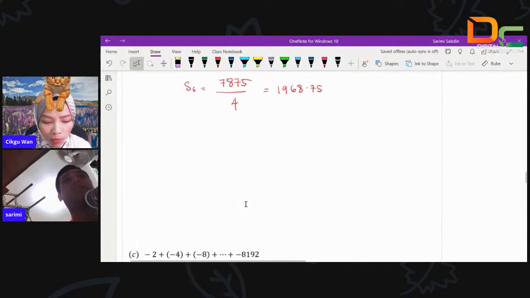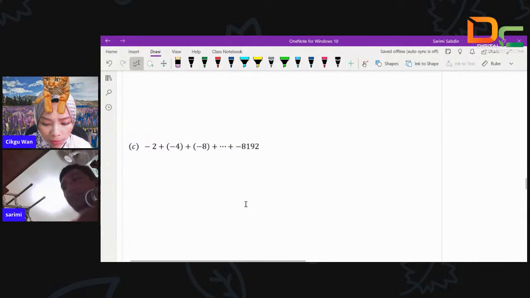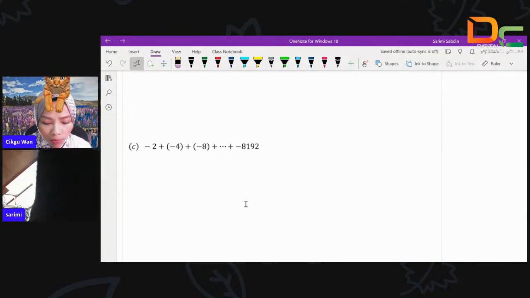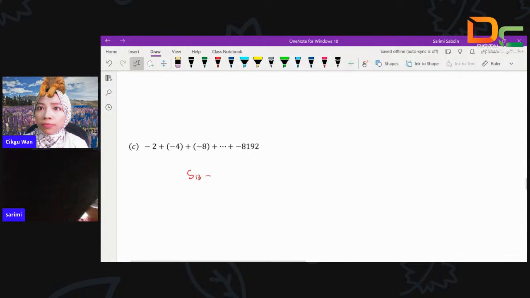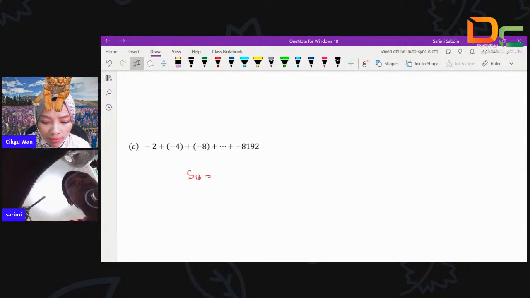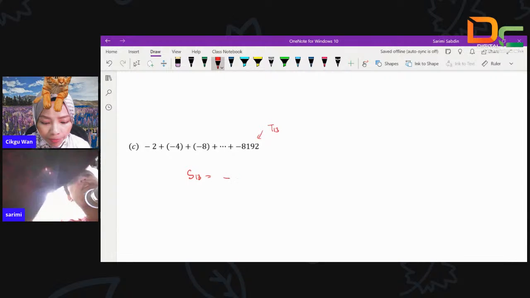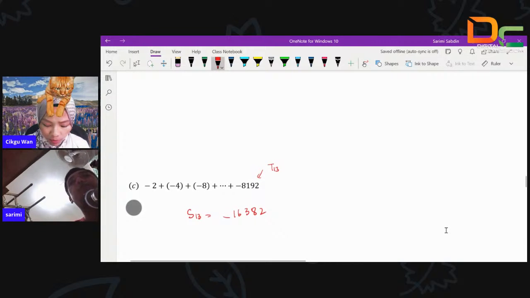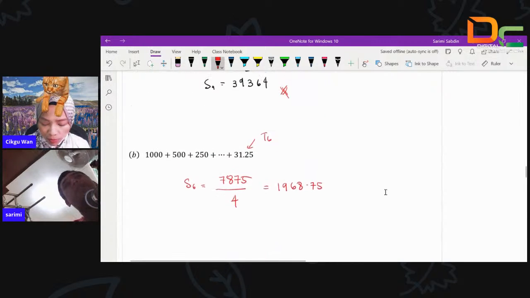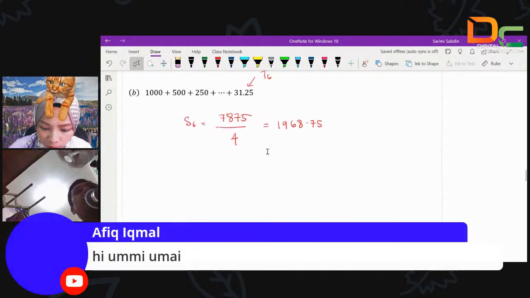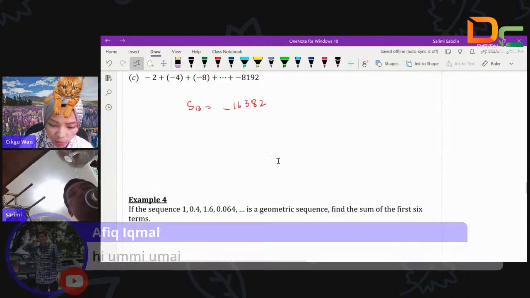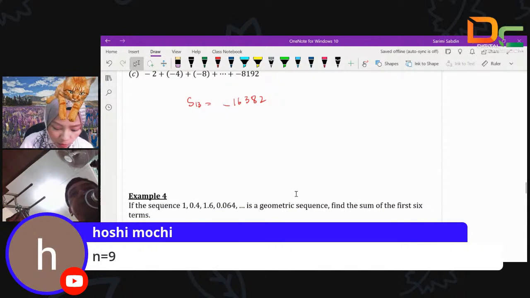And also for C, yang ini S13, because negative 8192 ni dia adalah T13. So jawapan dia negative 60,382. So you can do this. Sama je, cara dia sama macam yang inilah. Dia cuma tukar nombor je pun. Alright, so that is example 3.